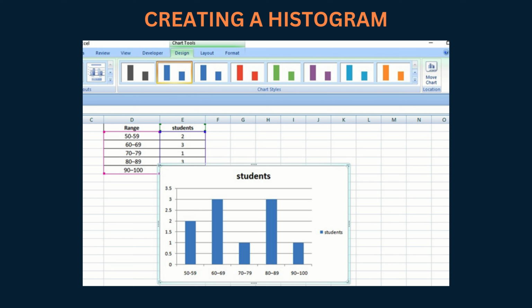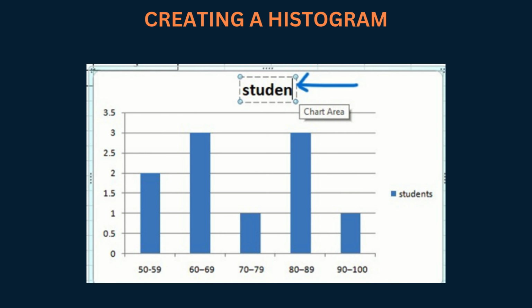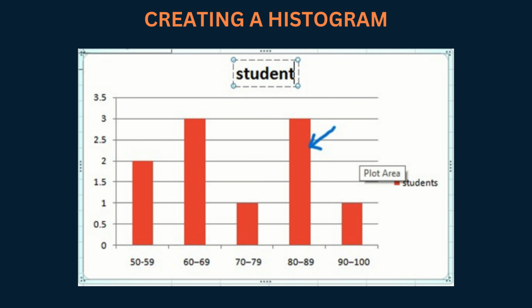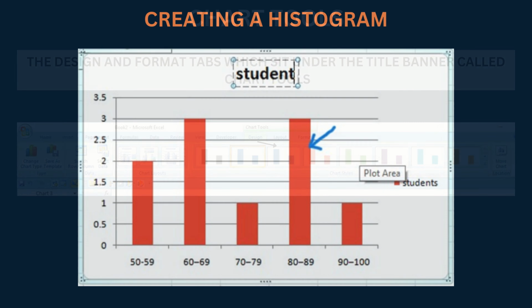In Step 4, we can customize the histogram. Click on the histogram chart to see chart tools in the toolbar. Under Chart Tools, we can edit labels, titles, colors, and more. In this diagram we have edited the title. In this diagram we have changed the color of the histogram from blue to red.